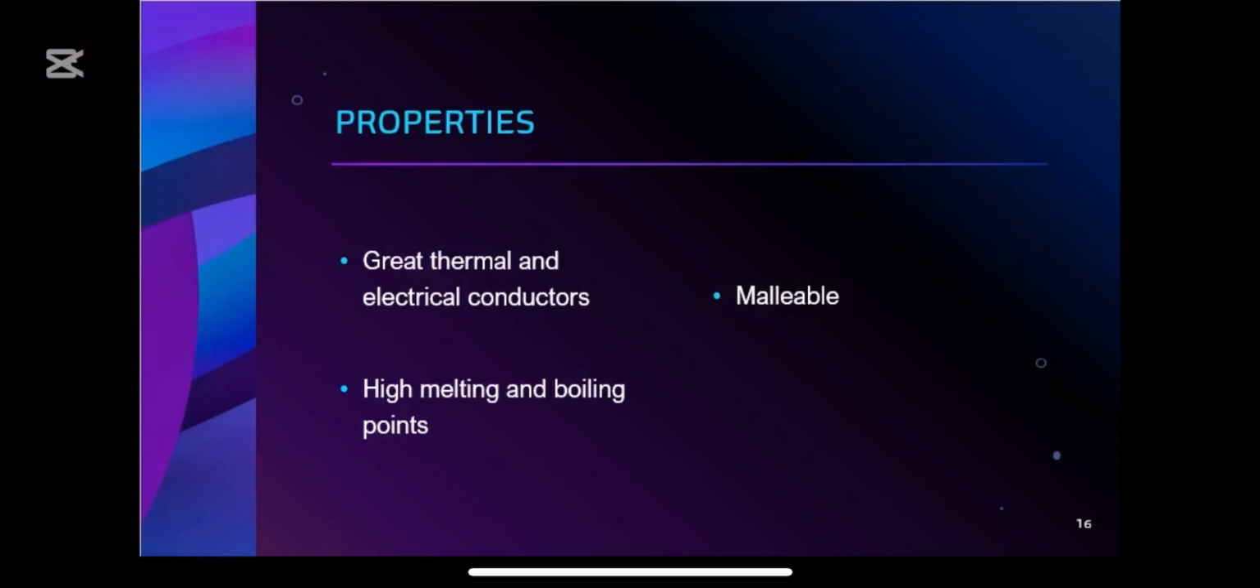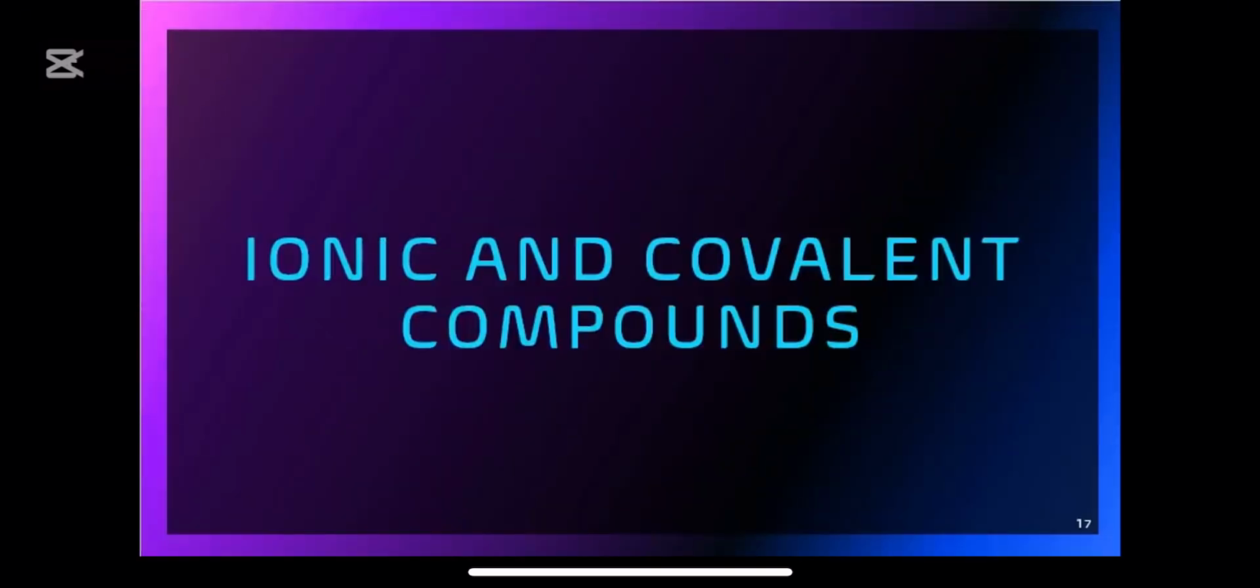Now, for a brief investigation into the difference between ionic and covalent bonds. An ionic compound is a chemical compound formed by the electrostatic attraction between oppositely charged ions. A covalent compound is a molecule formed when two or more non-metal atoms share electrons to form a chemical bond, resulting in a neutral, stable molecule.